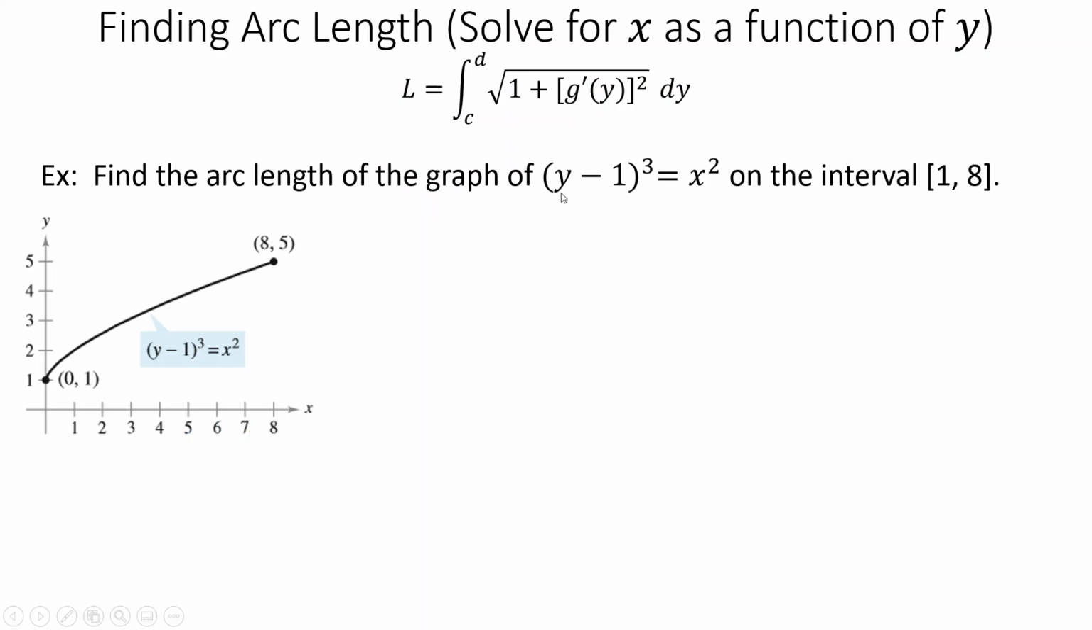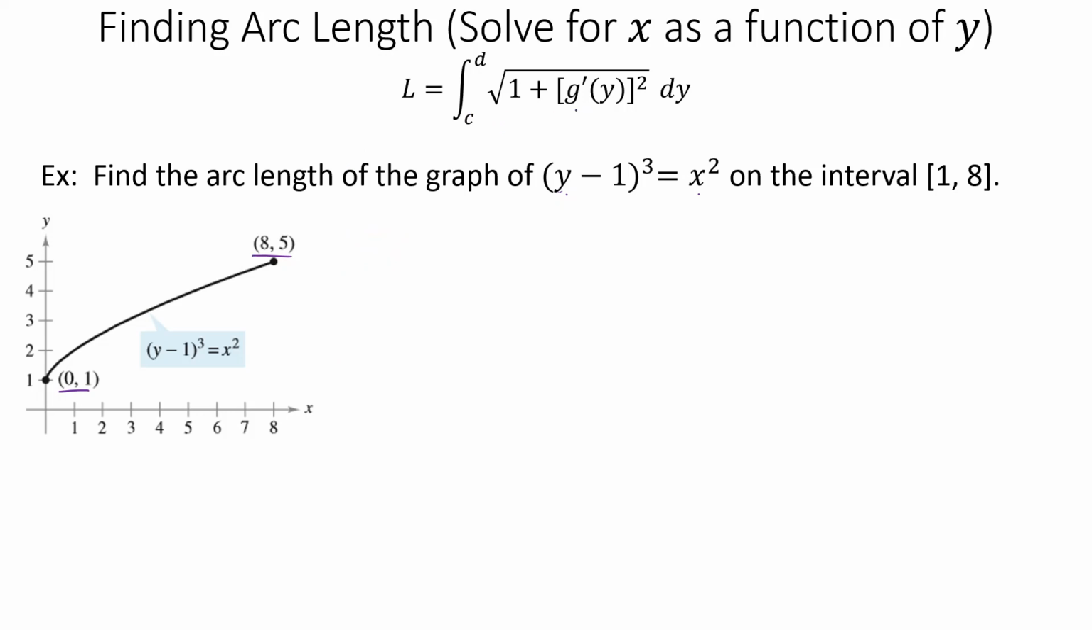So find the arc length of the graph of (y minus 1) cubed equals x squared on the interval from 1 to 8. So now we could actually do this one either way. We could solve for y here, or we could solve for x. So we could do either one we wanted to. All right, we've got the points at both endpoints, so we know where we're starting, we know where we're ending.